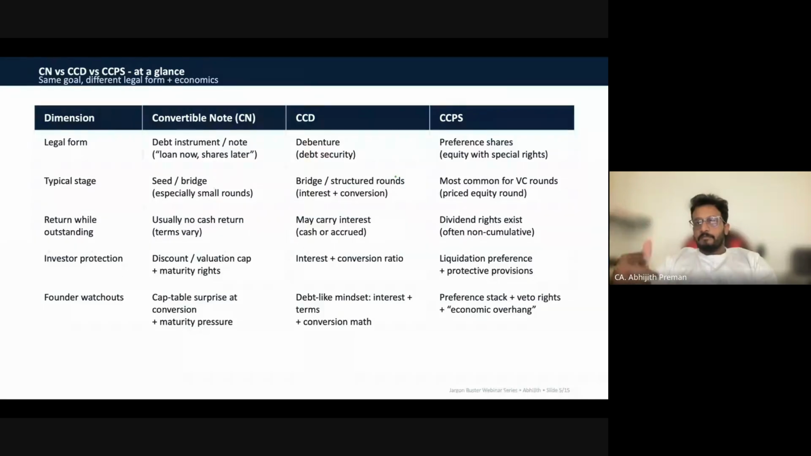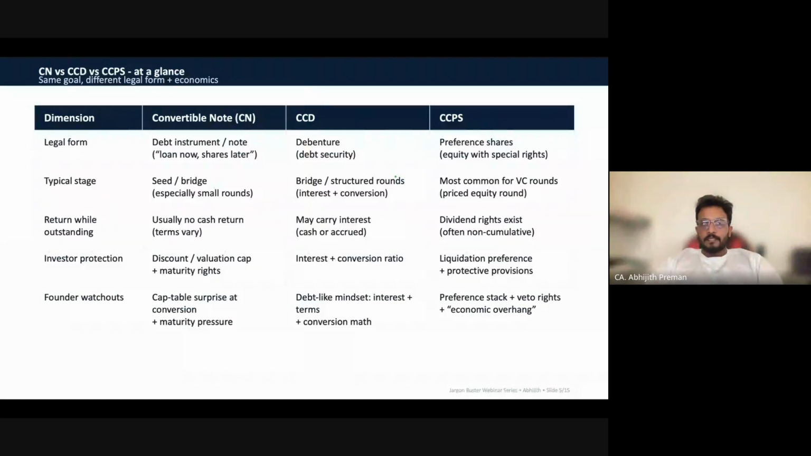Then in CCPS, dividend rights exist. Okay, often non-cumulative. So when I say non-cumulative, only if you have profits or you have declared dividend, you will have to pay the dividend. If you haven't declared the dividends, it doesn't get accumulated over a period. And typically in CCPS also, the percentage of dividend is typically 0.001%, which is almost equal to 0.